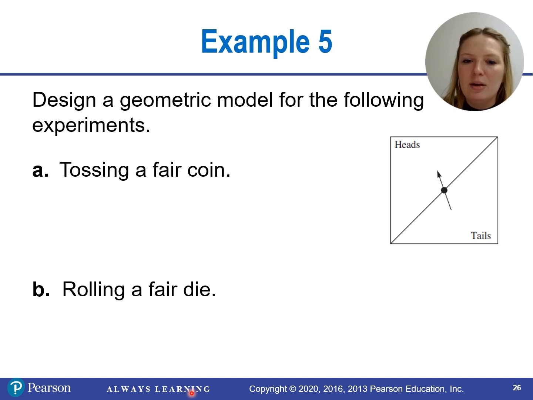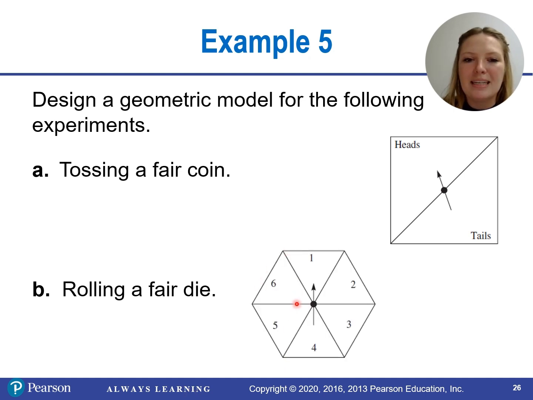Rolling a fair die, we need to have 6 equal areas. So we could draw a hexagon and split it into 6 equal triangles, and this represents the probability of when you roll a fair die.